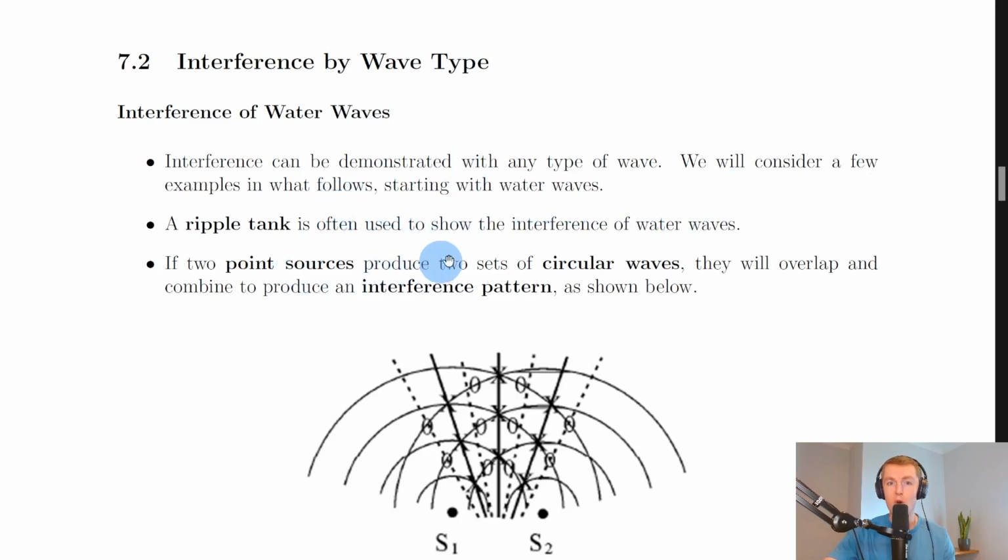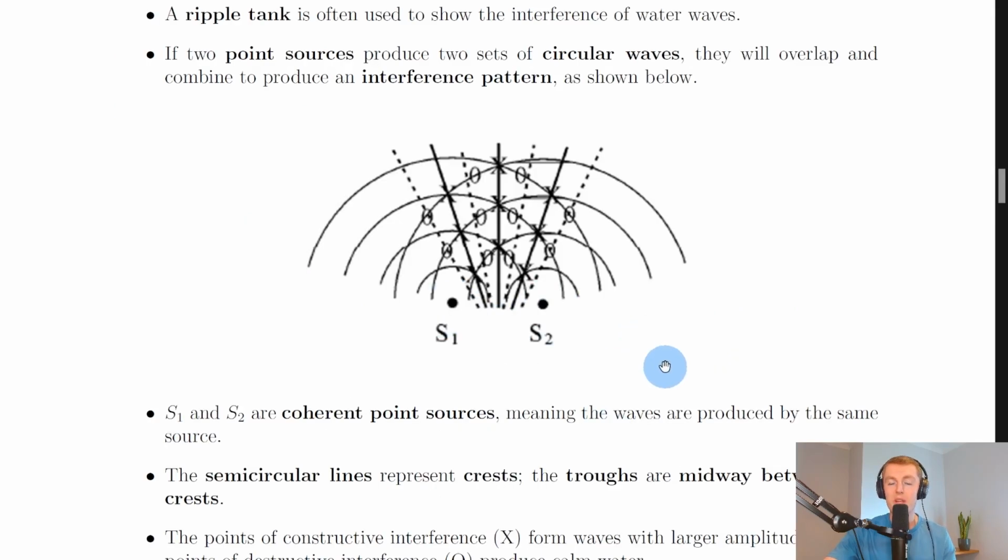A ripple tank is often used to show the interference of water waves, and you might have seen a ripple tank in National 5 Physics when you did diffraction. And it then says if 2 point sources produce 2 sets of circular waves, they will overlap and combine to produce an interference pattern as shown below. So for example, let's say you've got 2 sources of water waves in your ripple tank, S1 and S2, and these are each separately producing circular waves, as you can see here.